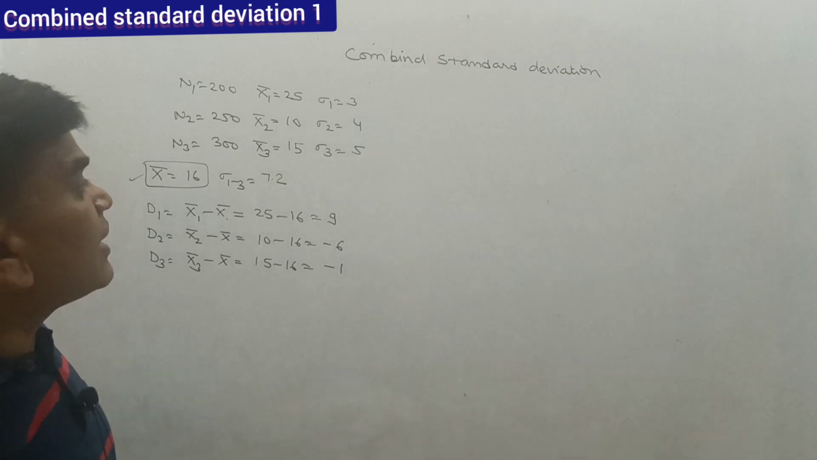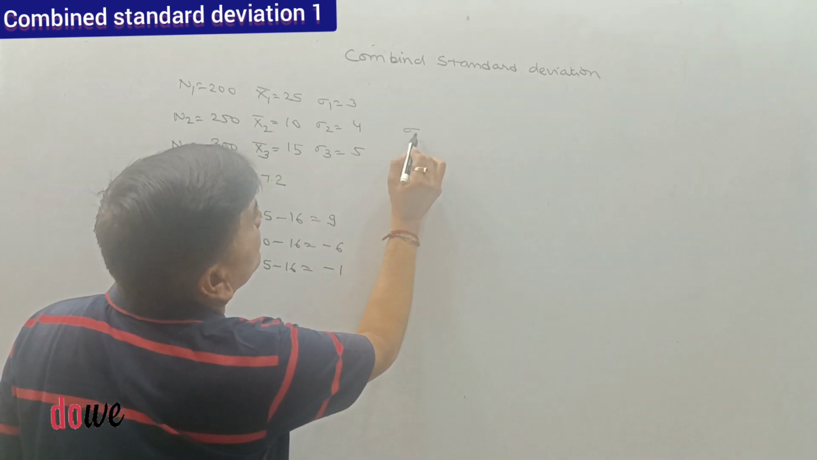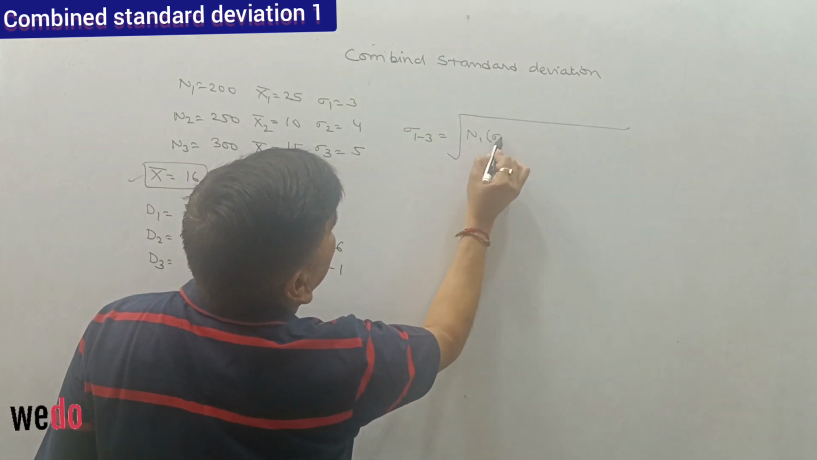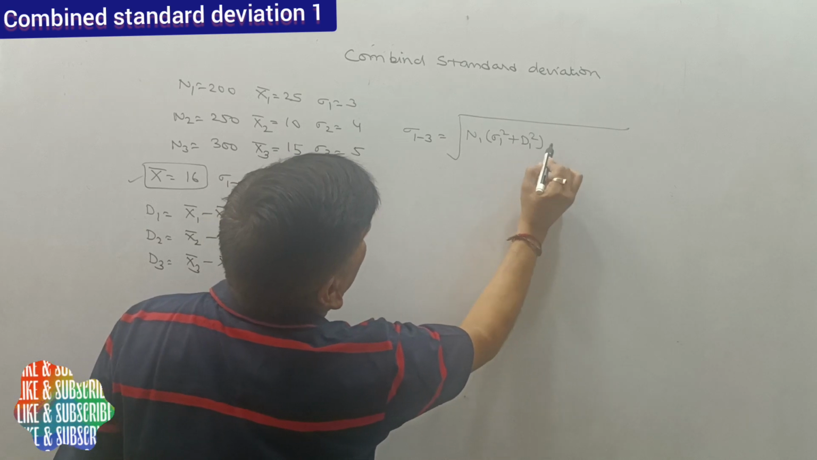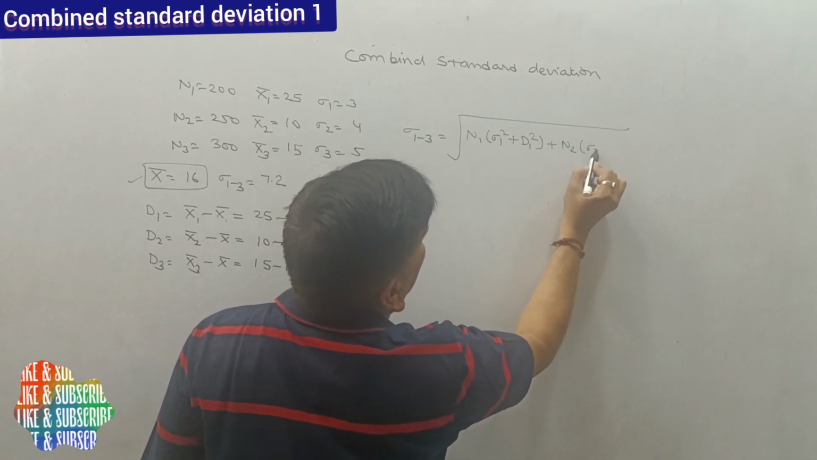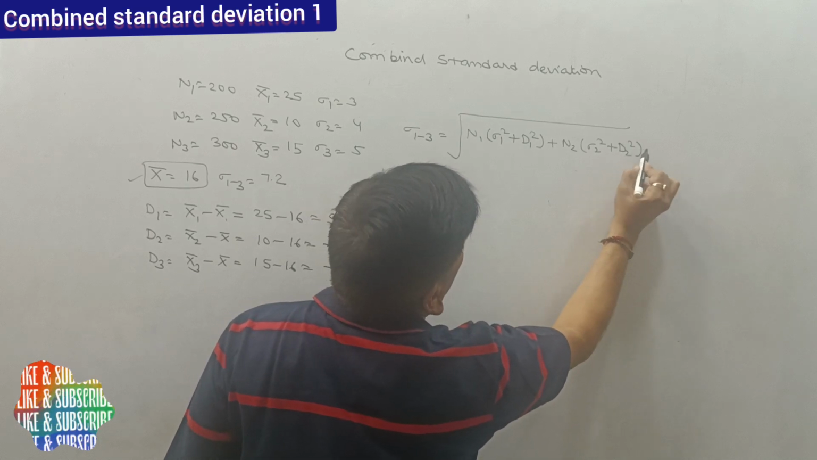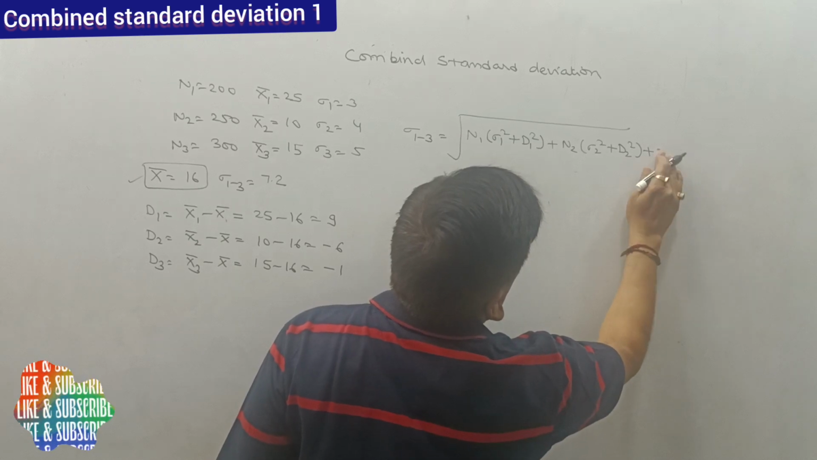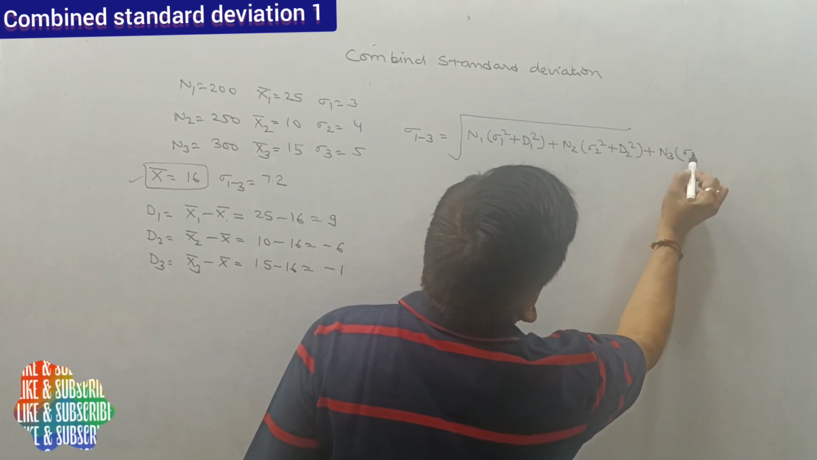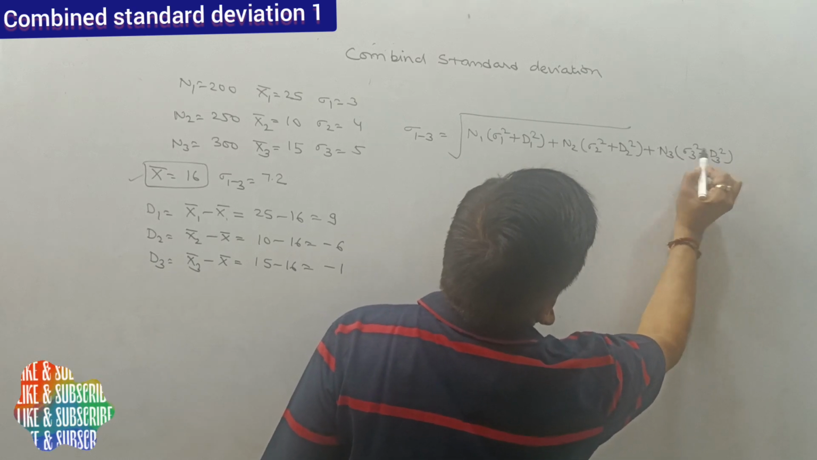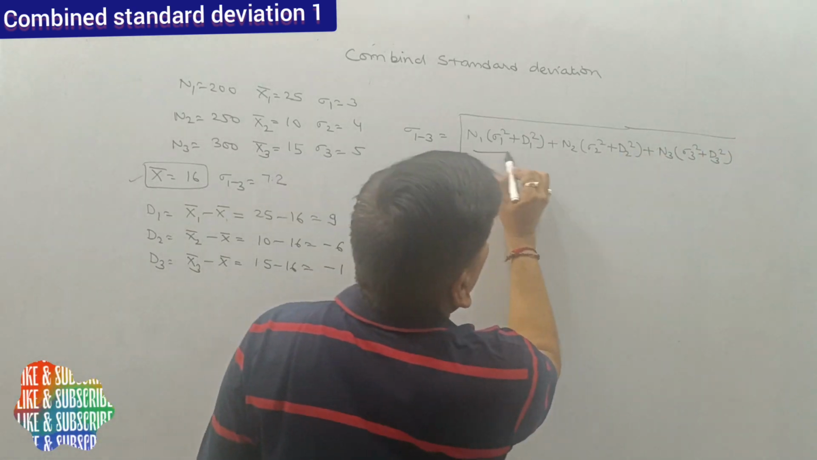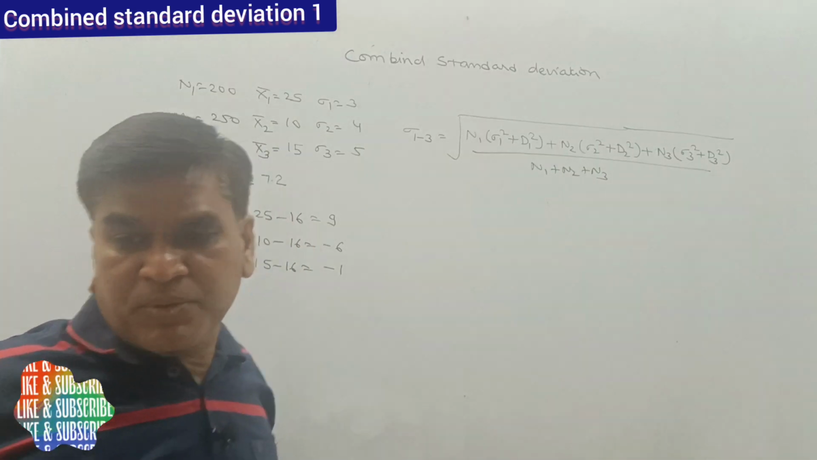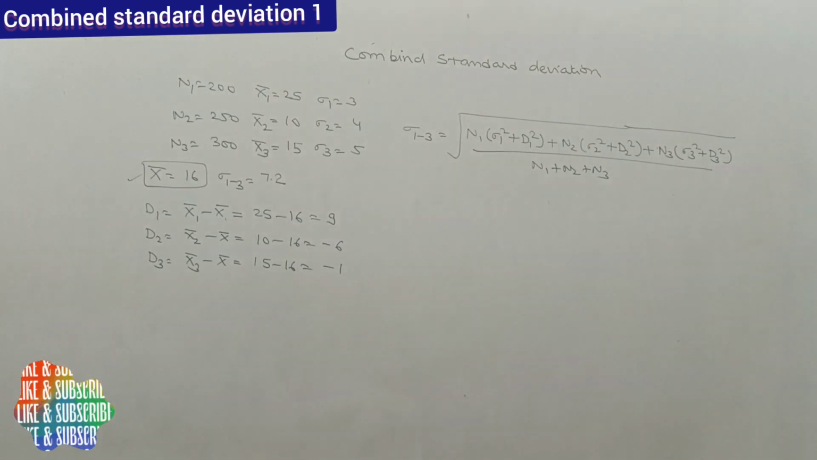For getting the combined standard deviation, we will use the formula: the square root of N1 times (standard deviation 1 raised to power 2 plus D1 raised to power 2), plus N2 times (standard deviation 2 raised to power 2 plus D2 raised to power 2), plus N3 times (standard deviation 3 raised to power 2 plus D3 raised to power 2), divided by N1 plus N2 plus N3. We have to use this formula.